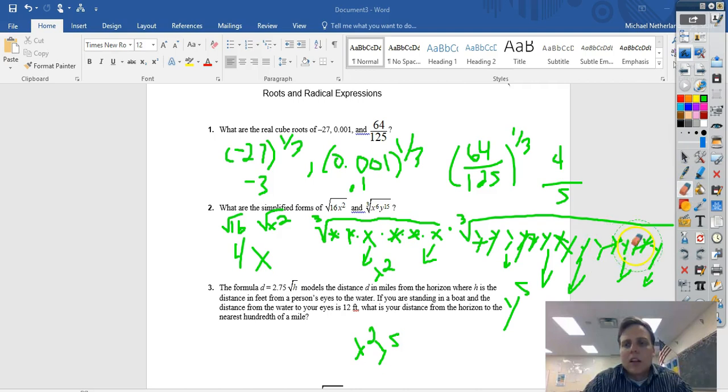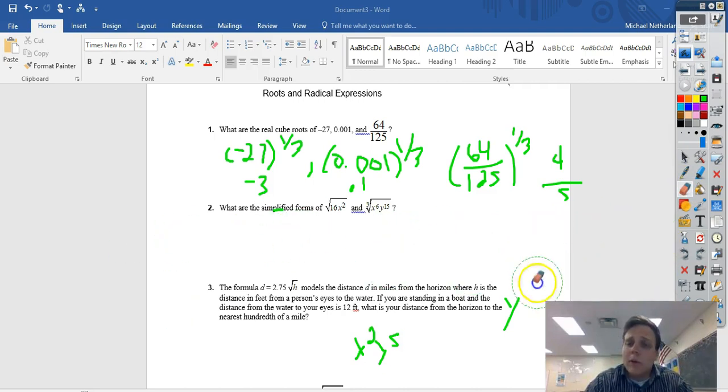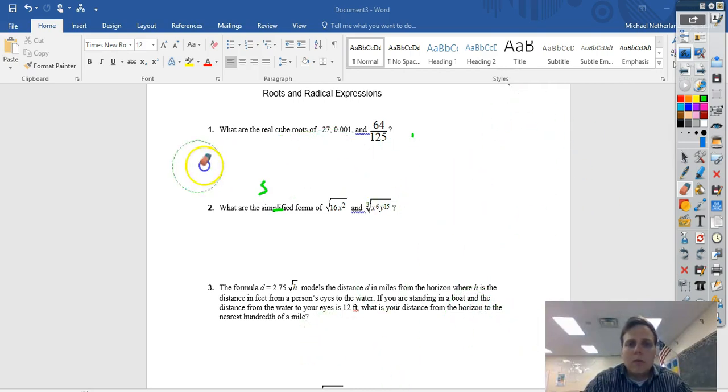All right. Let's move on to problem number 3, which is a word problem, but don't give up on it. Give it a shot, okay? So let's go on to problem number 3 here. It says the formula d equals 2.75 square root of h models the distance d in miles from the horizon, where h is the distance in feet from a person's eyes to the water. If you are standing in a boat and the distance from the water to your eyes is 12 feet, what is your distance from the horizon to the nearest hundredth of a mile?